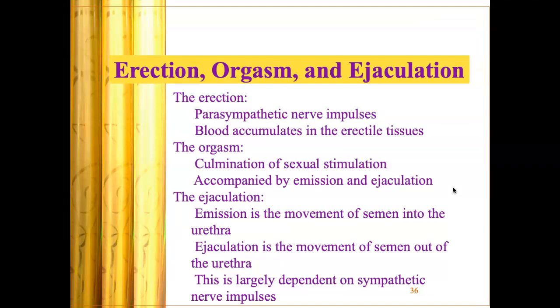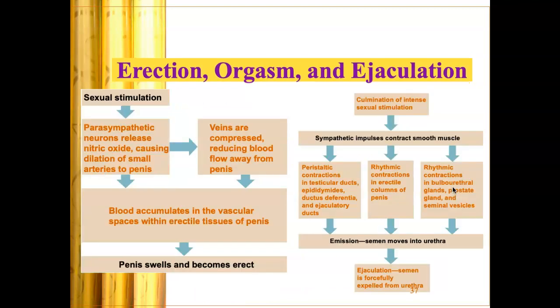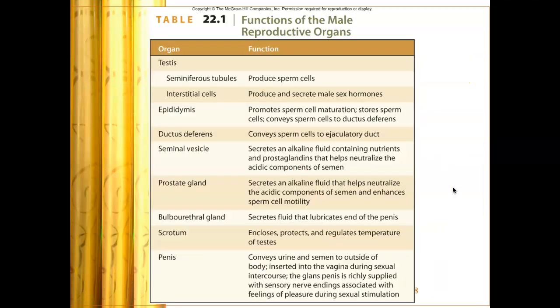There's a lot of detail here that you don't need to know, but be aware that emission and ejaculation are different. Emission is the movement of the sperm from the epididymis up into the body to the urethra, and ejaculation is the movement of the semen out of the urethra. Again, more detail than we need. You can pause here and read through this chart.